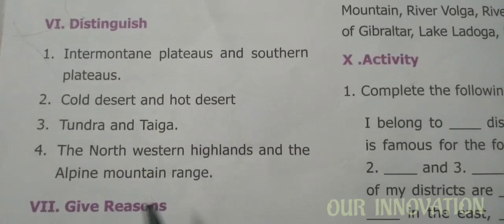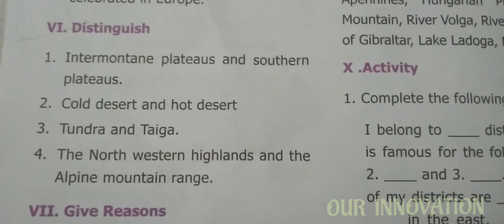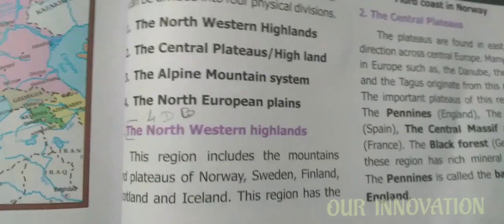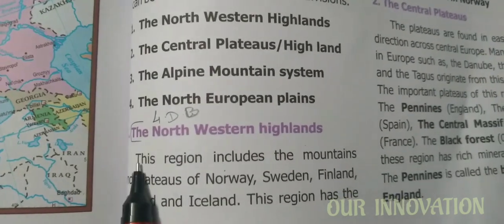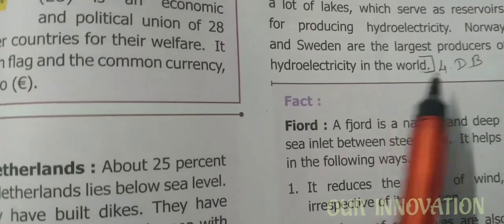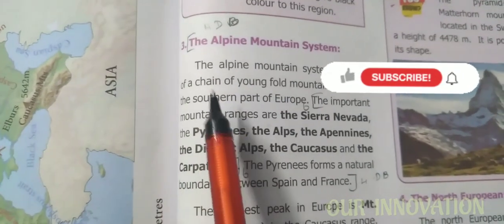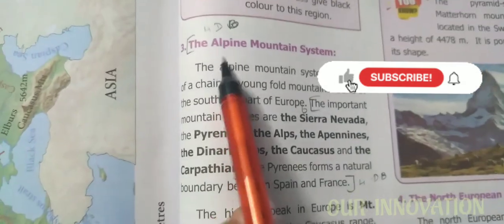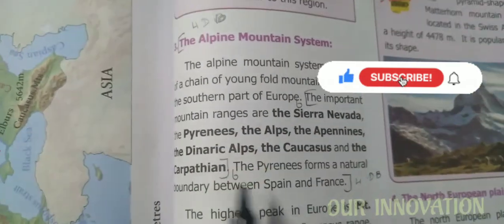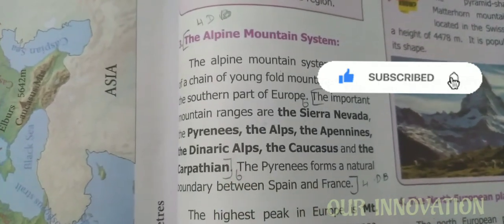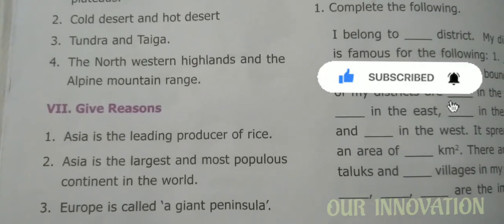Fourth, the northwestern highlands and the alpine mountain range. Northwestern highland, page number 157. Mark it from here, ingerindhu mark panikonga, from here until the end of that paragraph. This is the answer. And here in the next page, the alpine mountain system, you have to mark this whole paragraph. Okay, the two paragraphs, divide panni split panni eludhikonga. This is the fourth distinguish.